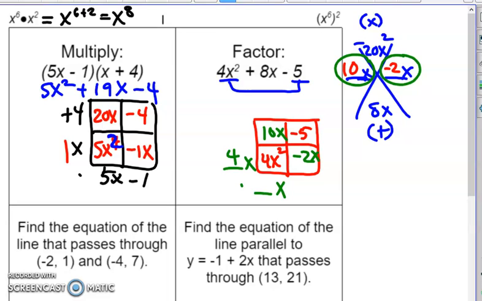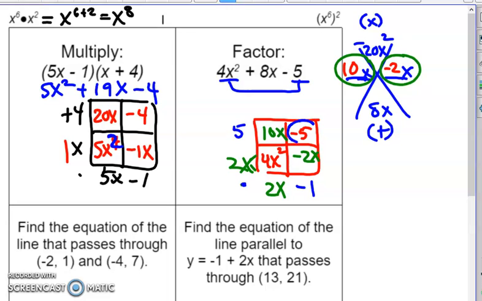4 times 1 is 4. If I put the 4 here instead, I run into the same problem, which is I'm looking for a number times 4 that gives me a 10. And so I can do 4 times 2 is 8, 4 times 3 is 12, but that doesn't work as well. So that means that the 4 doesn't work here, so we have to split that up into 2 times 2. And doing that, then I can do 2 times 5, and that will give me the 10, and 2 times negative 1 gives me the negative 2.